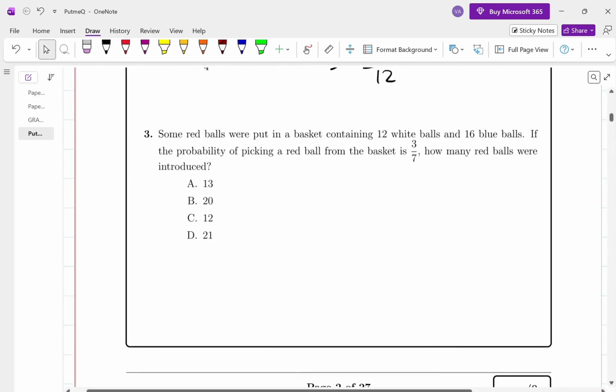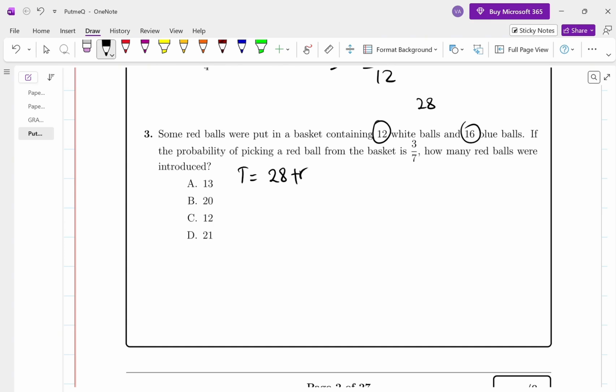Some red balls were put in a basket containing 12 white balls and 16 blue balls. If the probability of picking a red ball from the basket is 3 out of 7, that's 3/7, how many red balls were introduced? So first of all, let's do 12 plus 16, which is 28. So the total number of balls will become 28 plus R, that's plus the red balls that we added.